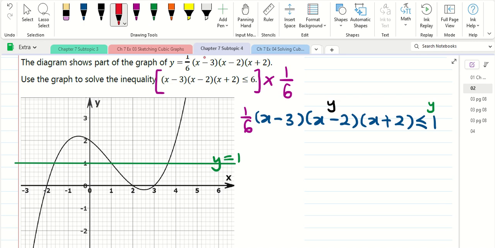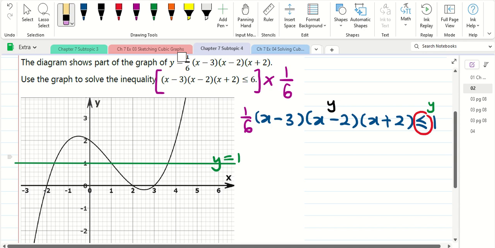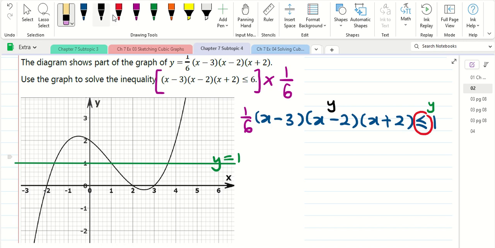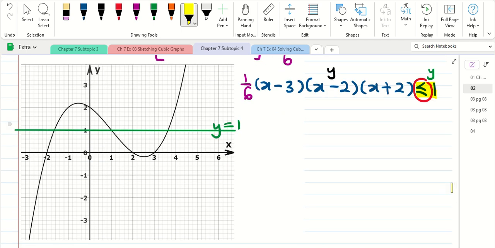Based on the inequality, it is less than or equal to. It is like saying: what is the solution such that the graph of the cubic equation is below y equals 1? Based on this inequality, less than or equal to 1, it is the part of the cubic graph that is below y equals 1. So this is this part and also this part.